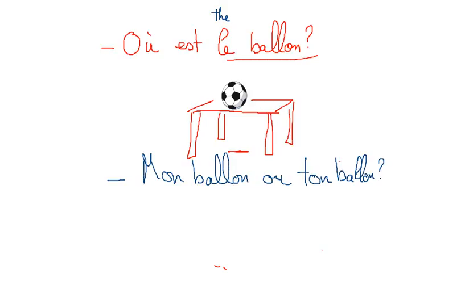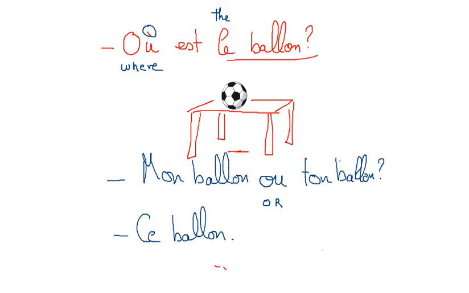Now, if you notice here, ou does not have an accent, because here it means or, and here it means where. So, mon ballon ou ton ballon? Ce ballon. And we go on.